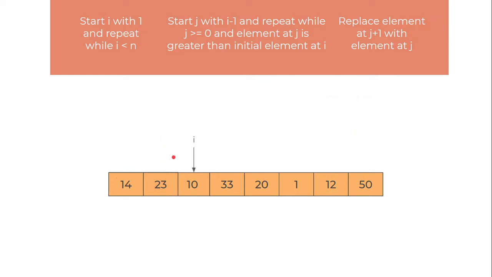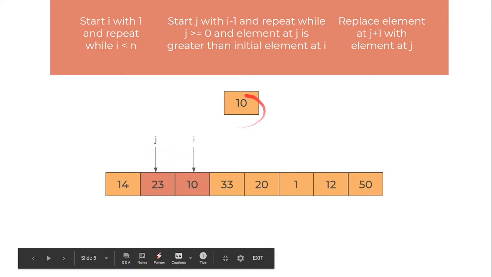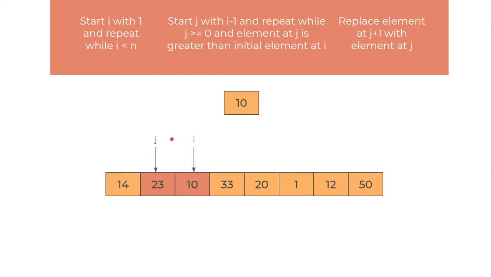So next iteration our i will be pointing to 10, our j will come right here at 23. We save the initial value of i and we compare the value of the element at j and the initial value at i. Now we see that the value at j is greater. So again, we can place this at j plus 1. We move j back. Now we compare j and j plus 1 again.